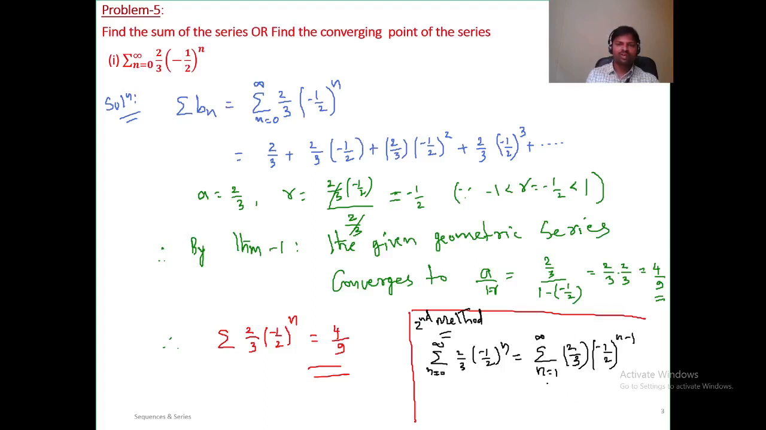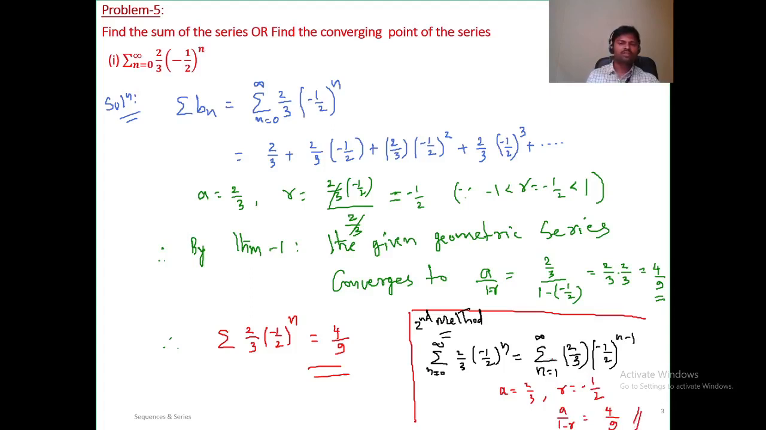If you are increasing 1 here, here you have to decrease 1 in the power. Okay, so now it is in the standard format. So directly I can write a is 2 by 3, and r is minus 1 by 2. That's it. So you apply the formula a by 1 minus r, substituting this, and you will get the answer, which is 4 by 9. So directly like this you can do it if you express it in a standard format.